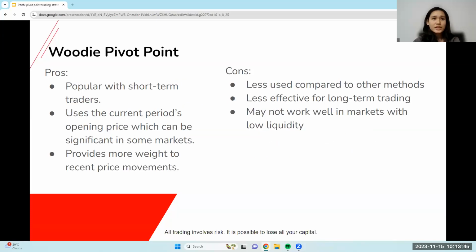Okay. Next we have the Woody pivot point. Some pros of this is that it's pretty popular with short-term traders. So if you're a scalper, this would probably be a better option. This uses the current period's opening price and provides more weight to recent price movements. Okay. Cons is that it's less used as it's less effective for long-term trading, and it may not work well in markets with low liquidity.